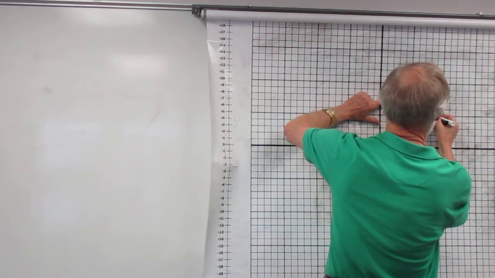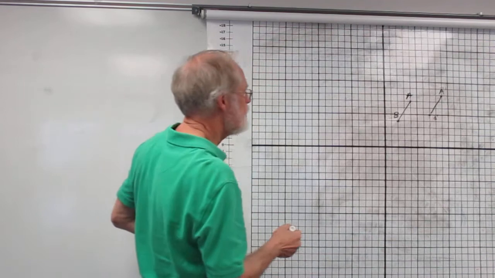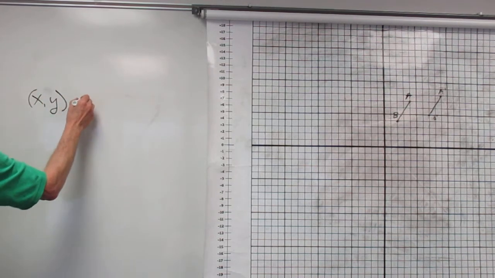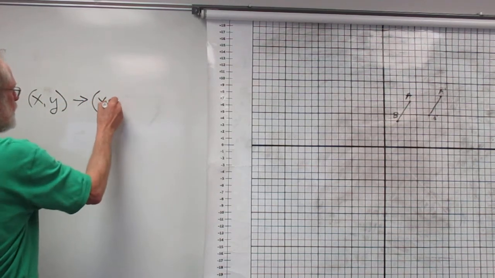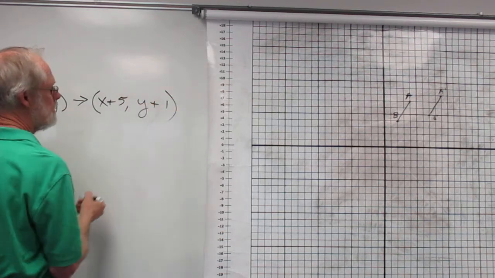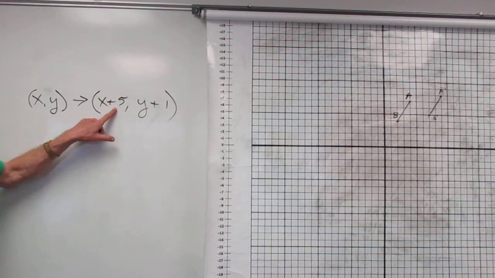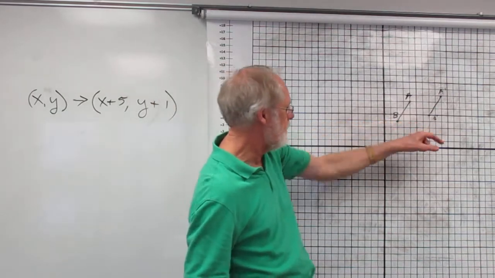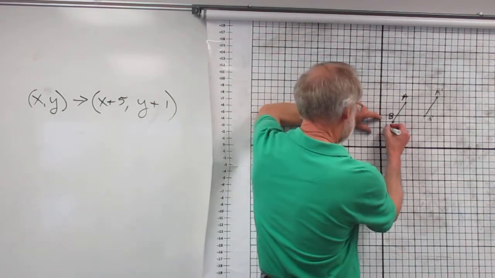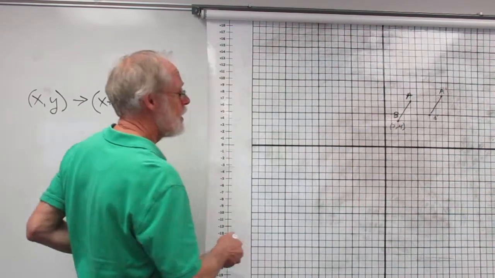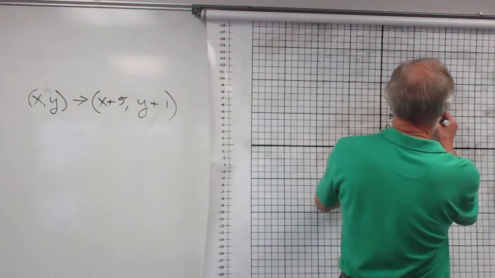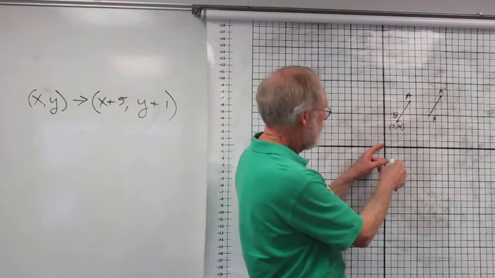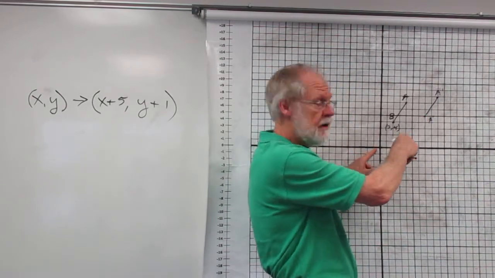All right? Now, that would be represented as having taken (x, y) and gone to (x + 5, y + 1). Okay? So I took the x value and added 5. Whatever the x value was, I added 5. And I took the y value and I added 1. So if this point originally was (2, 4), then the new point, B prime, would have to be (7, 5). All right, because I go out 7, up 5, and I'm here.